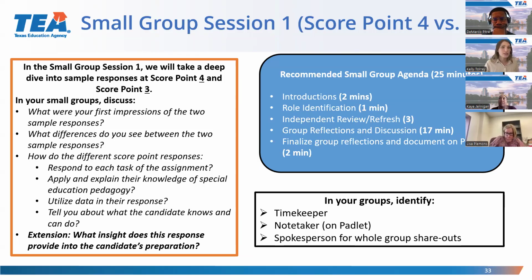What differences do you see around how they're applying and explaining their special education knowledge? What do you notice about the use of data in the candidate's responses at a 4 and a 3? And then what does the sample response 4 and 3 really tell you about what that candidate knows and what they can do? If you have additional time, there is an extension question there. So maybe thinking about what insight a 4 or a 3 provide into the candidate's preparation. But those original guiding questions are the focus of your time in those small group spaces.